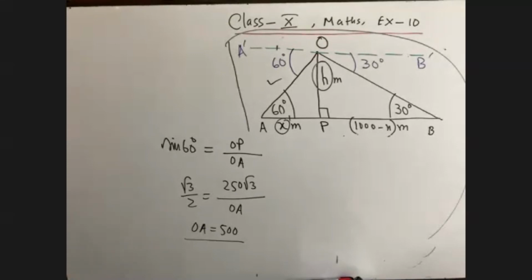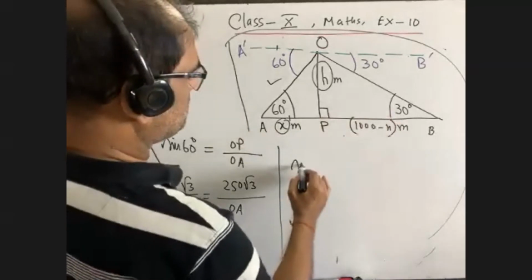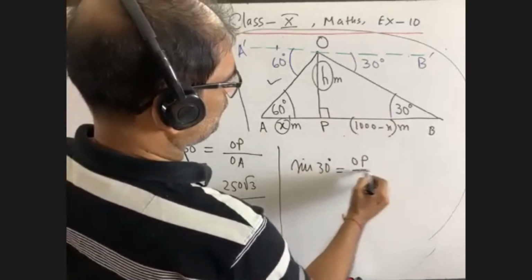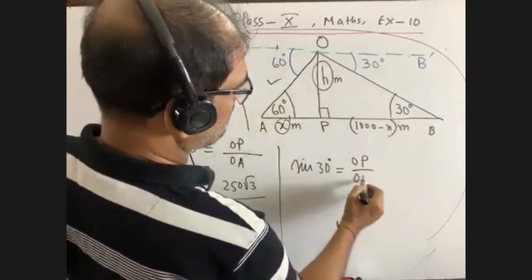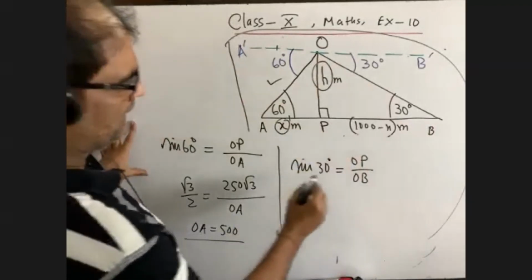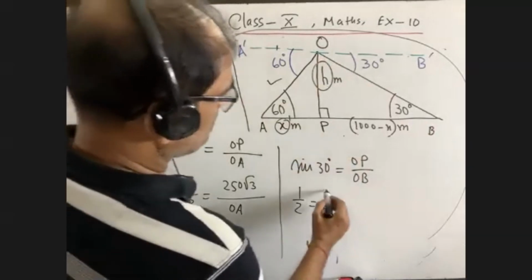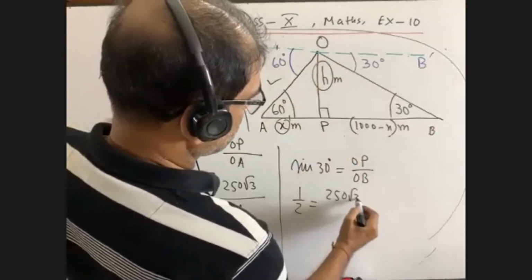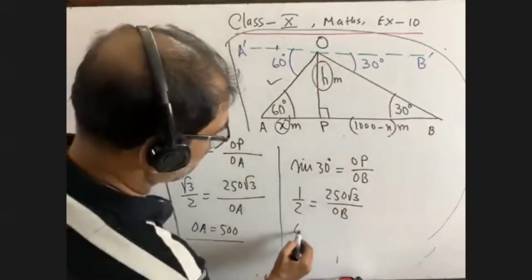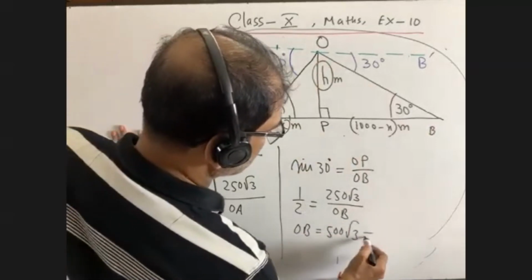Again, we can do the math like this. Sine 30 degree is equal to OP by OB. We have to find OB. Sine 30 is half. OP is 250 root 3 by OB. Then we can write down OB is equal to 500 root over 3. Now use the calculator to get it.